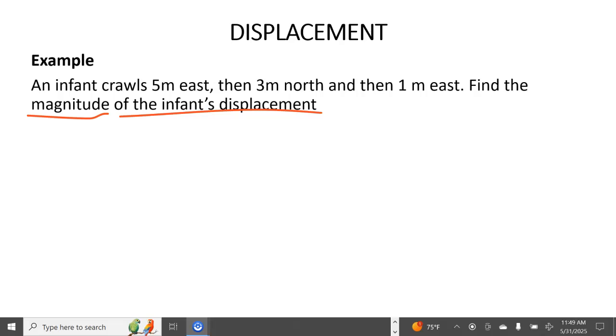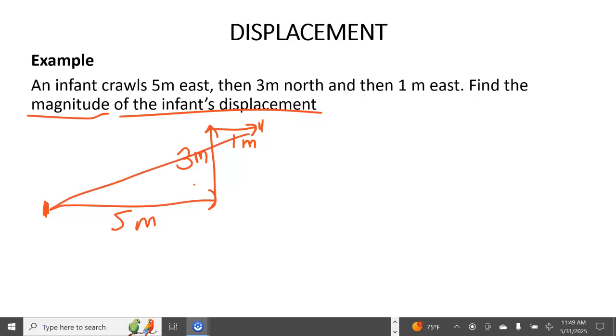An infant crawls 5 meters east, 5 meters, and then 3 meters north, 3 meters north, and then 1 meter east, then 1 meter. So we're looking for the displacement of this travel. The displacement is what we're going to find from the start point to the end point. That is from here all the way to here. That's what we're looking for, the displacement.